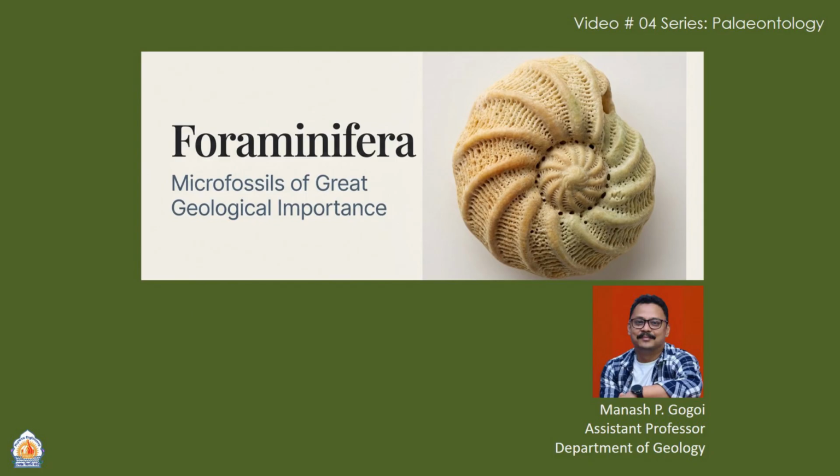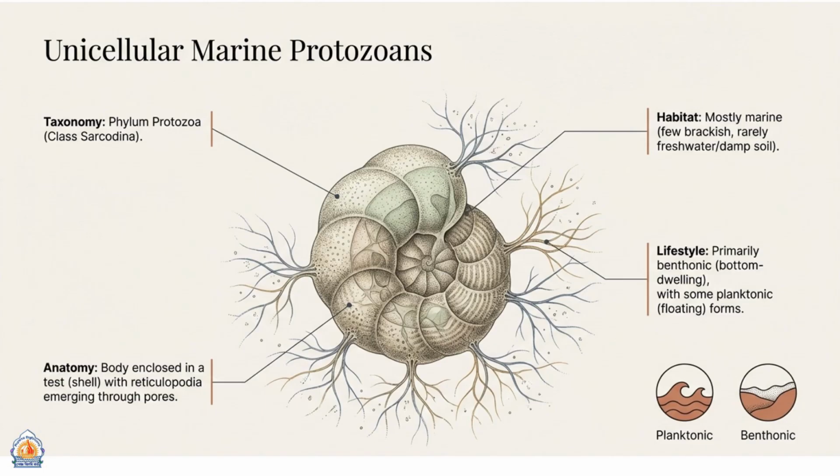So in this video we'll discuss briefly about the Foraminifera, which is an invertebrate organism and it is also considered as a microfossil. So Foraminifera are unicellular marine protozoans that possess a shell known as test, which is usually made up of calcium carbonate. They have an extensive geological range from Cambrian to present day.